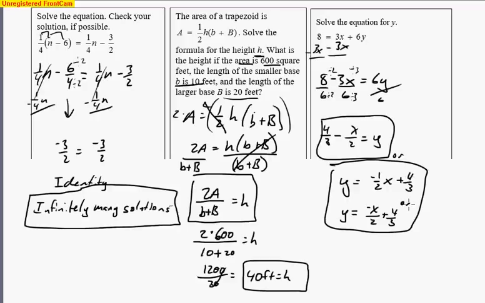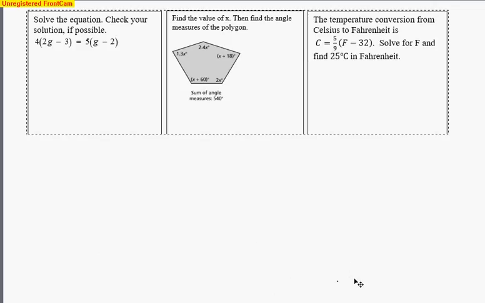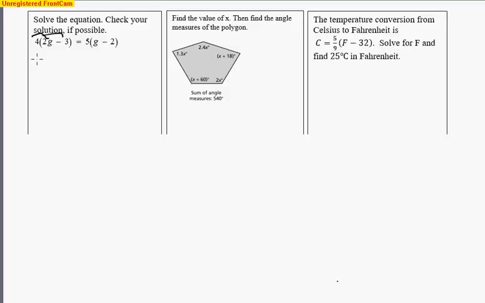Let's take a look at our last 3 problems. On this one, this first one here, we're going to solve this equation. So I'm going to use the distributive property, multiply 4 over the subtraction. So I'm left with 8g minus 12 equals 5g minus 10. So I'll go ahead and do some opposite operations. I'll add the 12 to both sides.